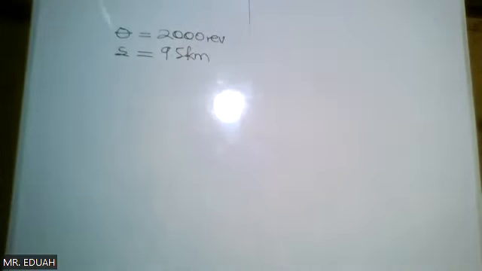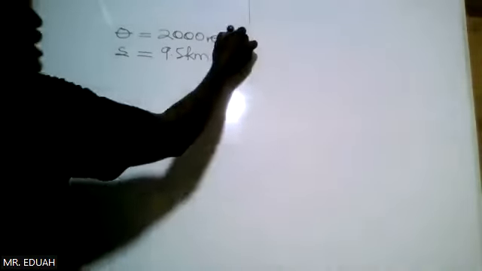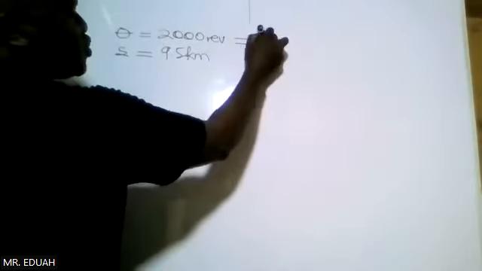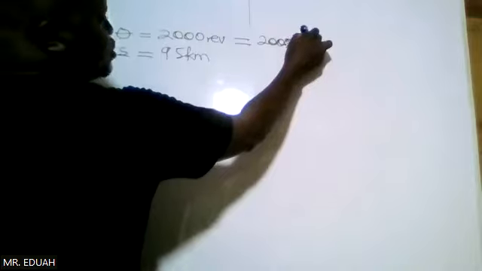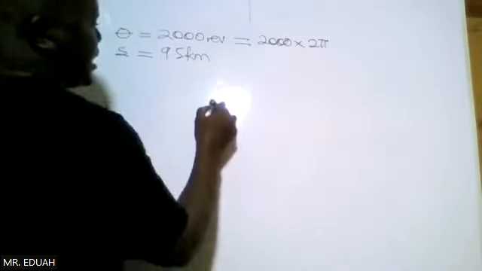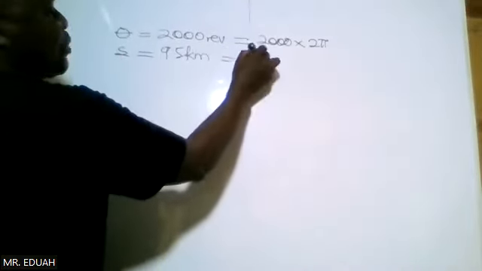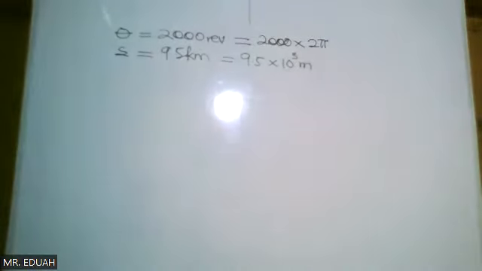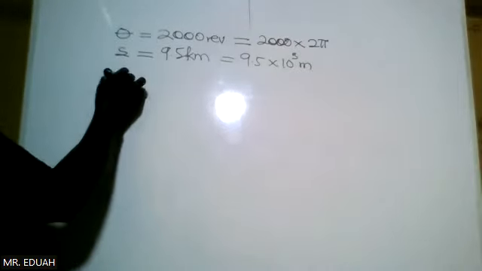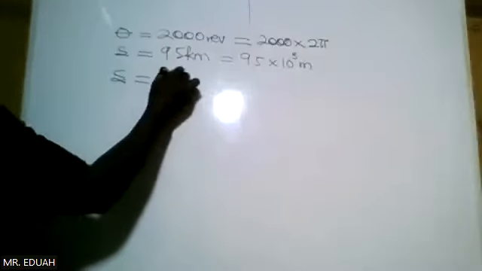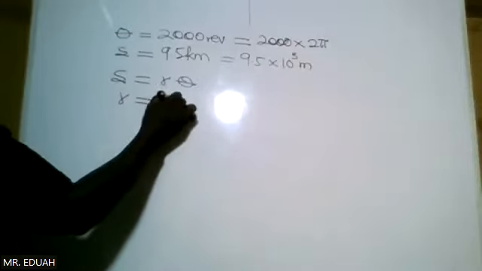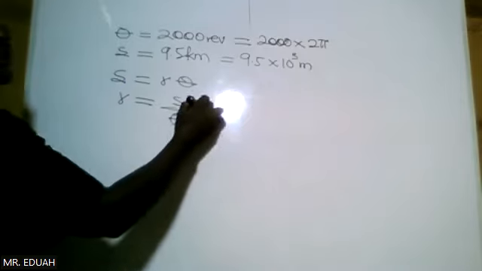And the question requires the diameter. Okay, so let's change everything to SI units. So this is 2,000 times 2 pi radian. This is also 9.5 times 10 to the power 3 meter. S therefore is equal to R theta. So the radius is equal to S over the angular displacement.